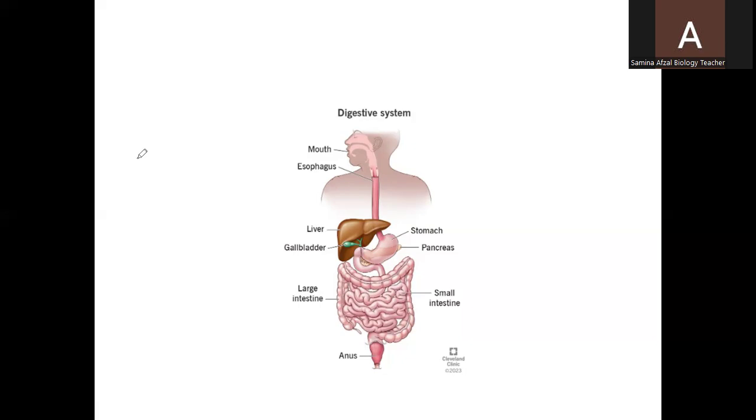The different parts are the mouth, esophagus, stomach, small intestine, large intestine, and the pancreas and liver help in digestion. The gallbladder is also there to store the bile in it.